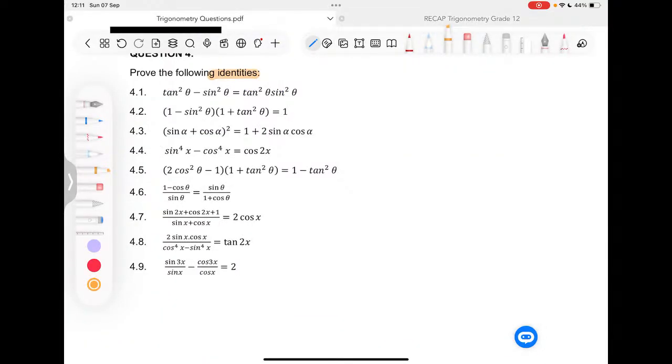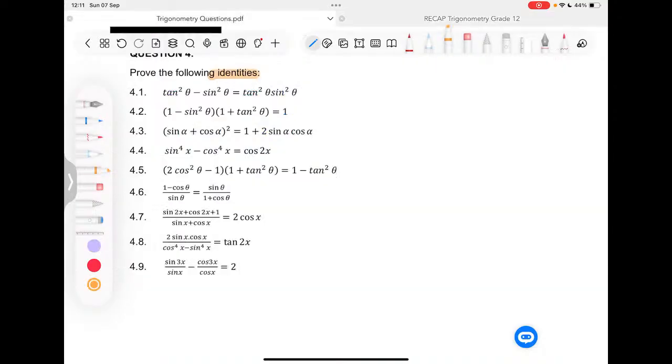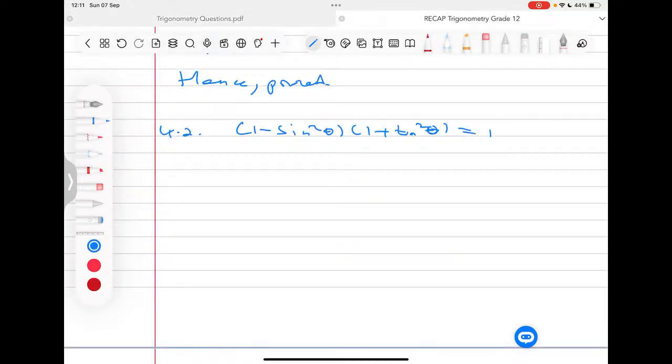We are given here in 4.2: 1 minus sine squared theta times 1 plus tan squared theta is equal to 1, right? Right, as I said, the tip here again will be what? We take the side that is more complicated so that we can simplify it.